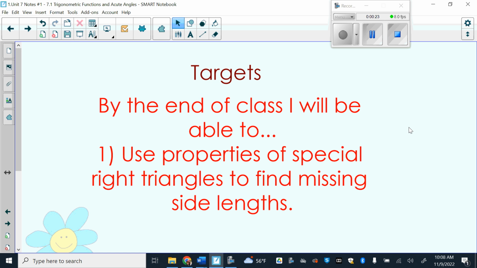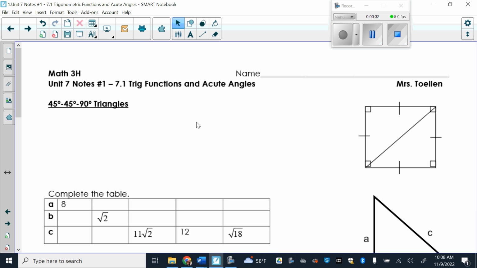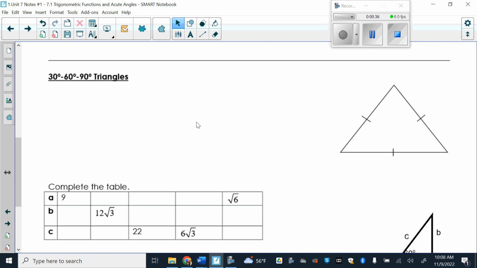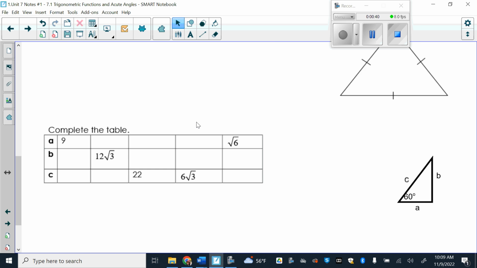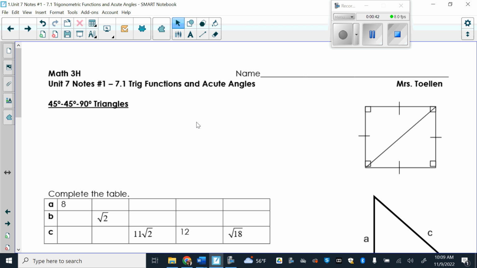So our objective for today, by the end of class, you should be able to use the properties of special right triangles to find missing side lengths. So our special right triangles are the 45, 45, 90 right triangles and the 30, 60, 90 right triangles. These are our two special right triangles because their side lengths have special ratios which help us solve for missing sides.